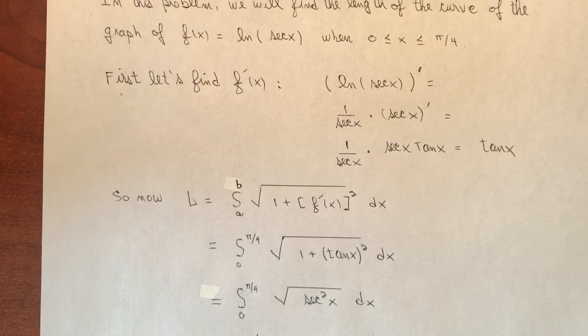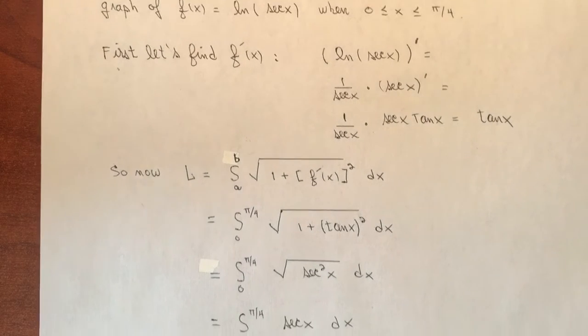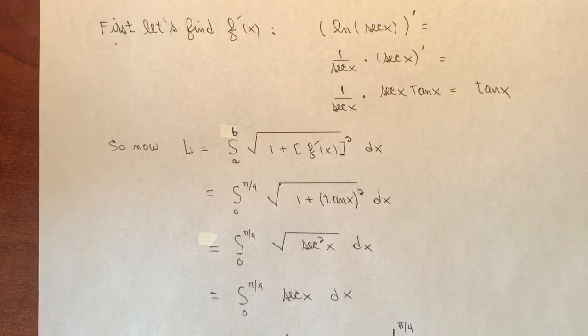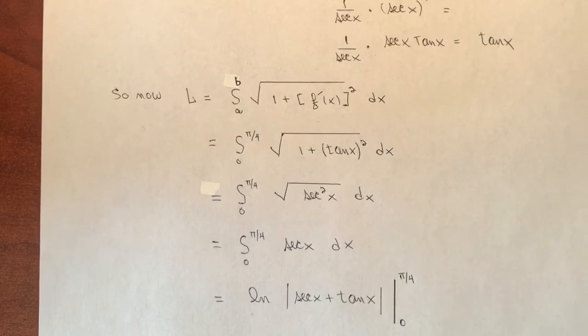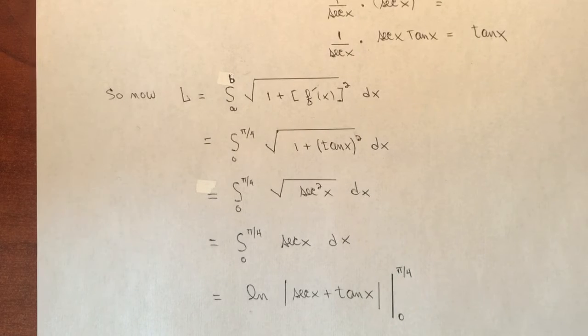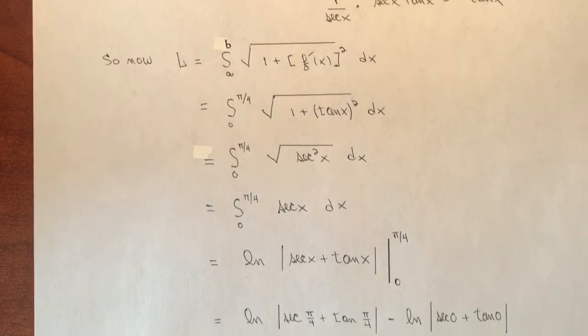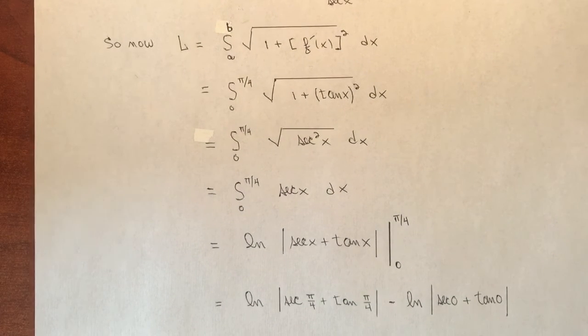So the square root of secant squared is nice. That's the integral of secant itself. That is not a nice integral. We have to kind of know it by heart. And if you do, then you know that the integral of secant is ln of secant plus tangent. Bounds, pi over 4 to 0. So FTC part 2, plug in the pi over 4, plug in the 0.